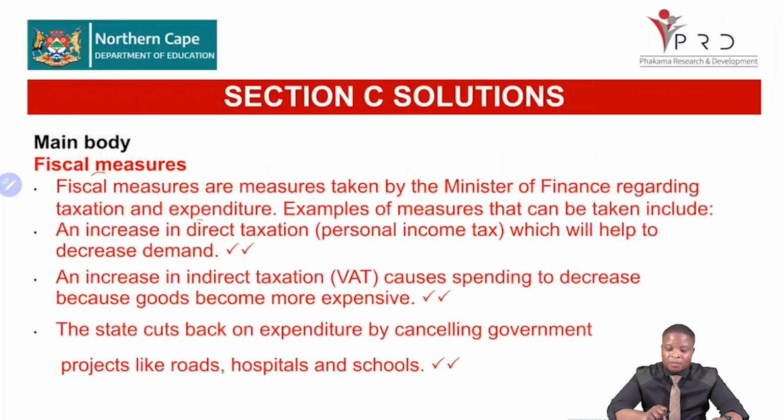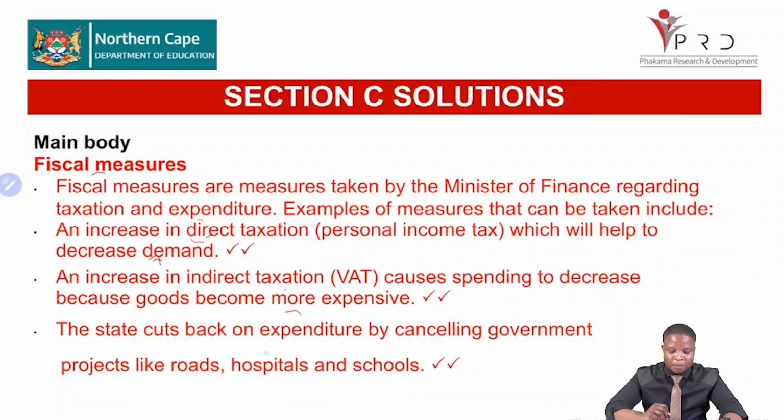Examples of measures that can be taken include increased direct taxation, which will help reduce demand. Sometimes we have inflation because there's too much demand and production is not there, so producers will increase prices. So by increasing direct taxes, it will reduce demand. An increase in indirect taxation causes spending to decrease because goods become more expensive. When VAT increases, then they will buy less.